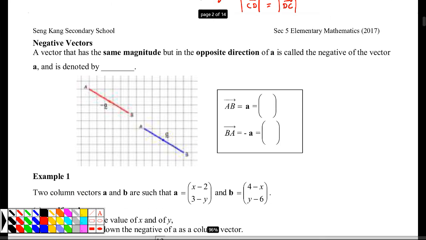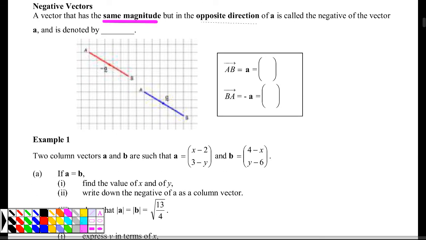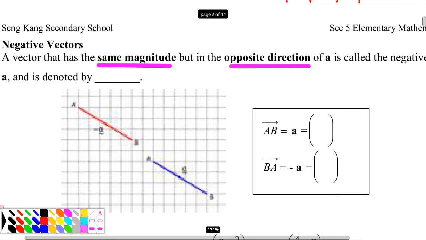Okay, now negative vectors. Just now we learned about negative vectors, actually indirectly. So let's introduce the negative vector. A negative vector means same magnitude, so underline same magnitude, but opposite direction. So just now, are CD and DC negative vectors? Yes, it's actually a negative vector. If one vector is called A, the negative vector is called negative A. Simple.